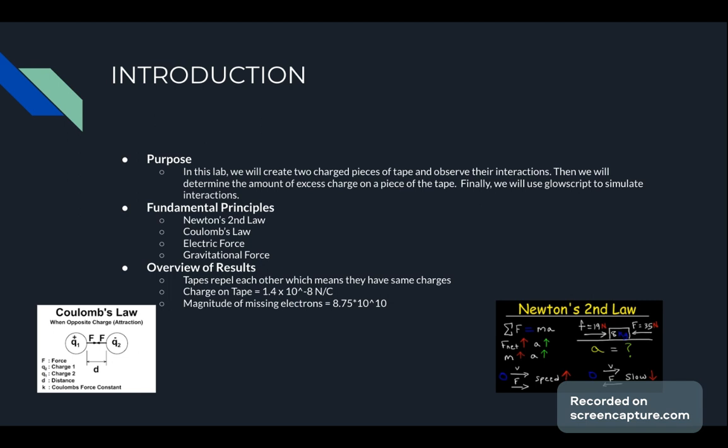So the tapes repel each other, which means they have like charges. The charge on the tape we used for coding part 1, we calculate as 1.4 times 10 to the negative 8 coulombs. And then the magnitude of the missing electrons is 8.75 times 10 to the 10th.